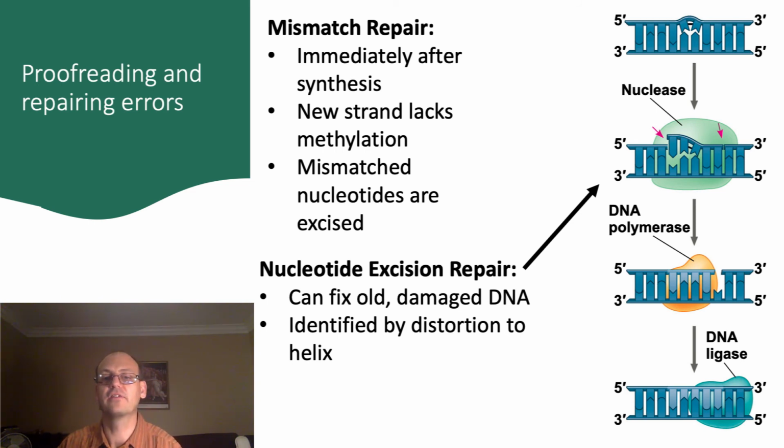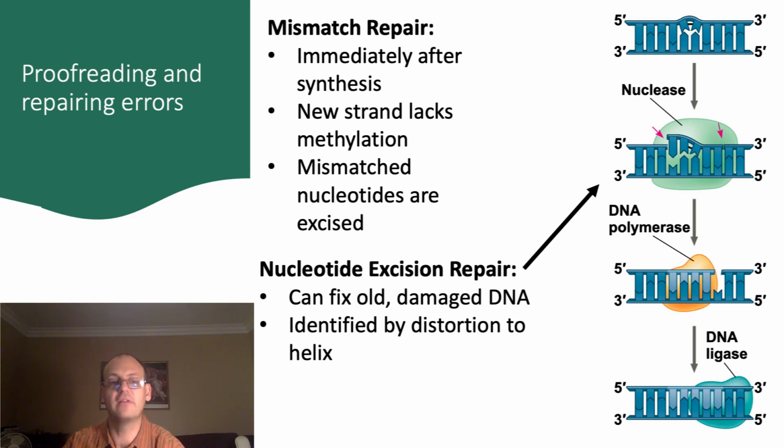Another type of repair is called nucleotide excision repair. In this type of repair, newly synthesized as well as old, damaged DNA can be repaired. Damaged DNA is distinguished from good DNA by distortion to the double helix caused by either mismatched nucleotides or, in this case here, thymine dimers, which bind to each other along the same strand rather than pairing across to the other complementary strand. Thymine dimers are often caused by ultraviolet radiation on the skin, and people with mutations that make their repair enzymes non-functional are very susceptible to skin cancer.